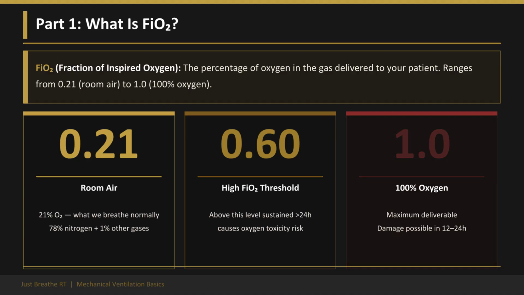On a ventilator, we can dial FiO₂ anywhere from 0.21, room air, all the way up to 1.0, which is 100% pure oxygen. That range gives us enormous control over how much oxygen we are delivering to the lungs with every single breath. And here is the key clinical concept. FiO₂ is your primary tool for correcting hypoxemia quickly. When your patient's SpO₂ drops and you need to act now, FiO₂ is your fastest lever. But, and this is critical, it is not the only lever. And in many cases, it should not be the first one you reach for long-term.